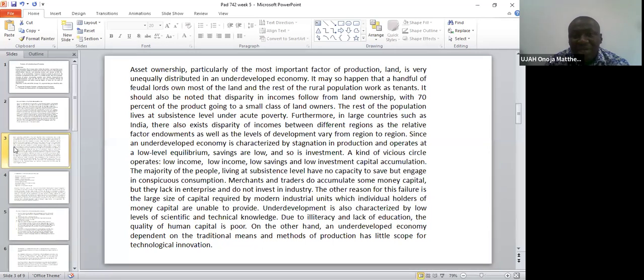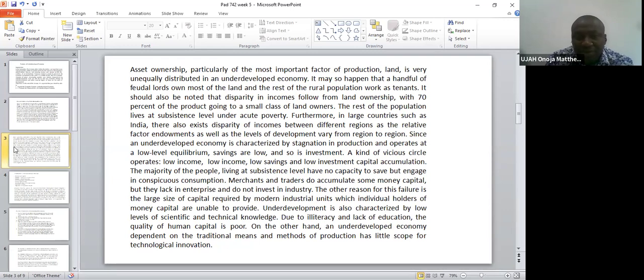So the land is unevenly distributed, unequally distributed, and people grapple for it. And most times, the high and mighty in the society are the ones that own them. It may so happen that a handful of feudal lords own most of the land and the rest of the rural population work as tenants. It should be noted that disparity in income follows from land ownership, with 70% of the product going to a small class of landowners. This is self-explanatory. Because they own the land, the vast majority of people have to work and submit to the expectations that the feudal lords or the landowners take advantage of. The rest of the population lives at subsistence level under acute poverty.